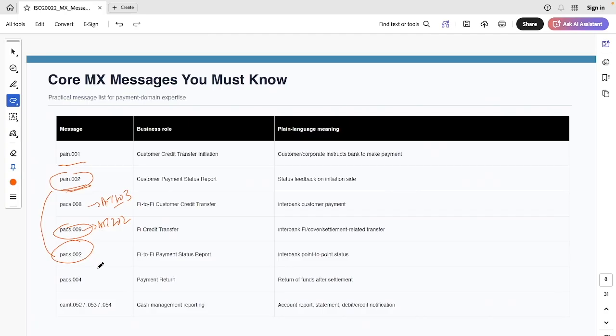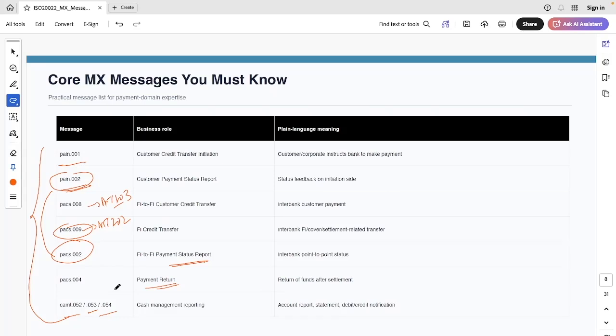pacs.002 is the FI to FI status report. pacs.004 is for payment return, meaning funds may have moved and now need to come back. camt.052 is for reporting, camt.053 is for statement, and camt.054 is for notifications, debit credit notification. Together these messages form the practical backbone of many ISO 20022 payment discussions.